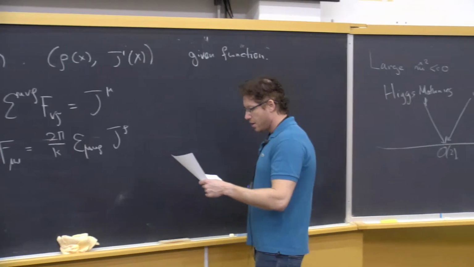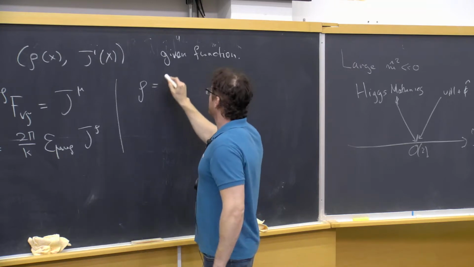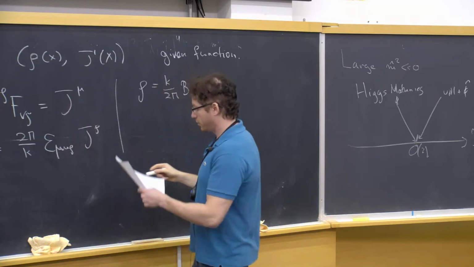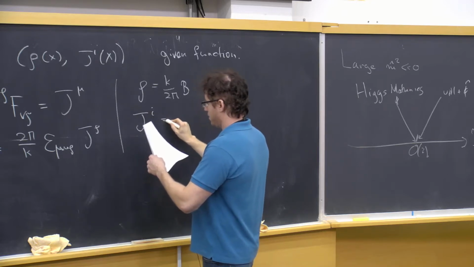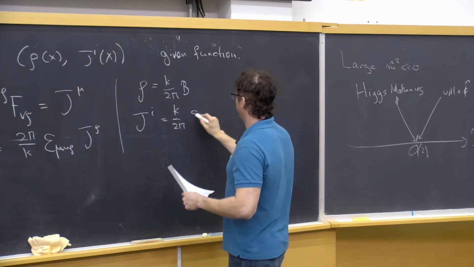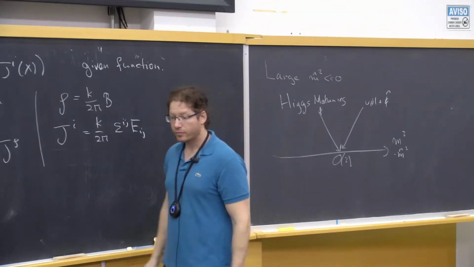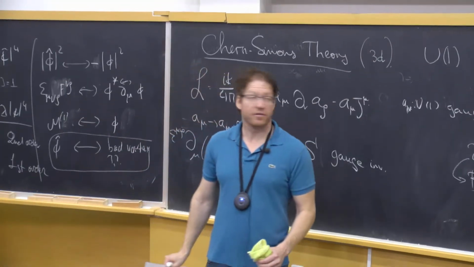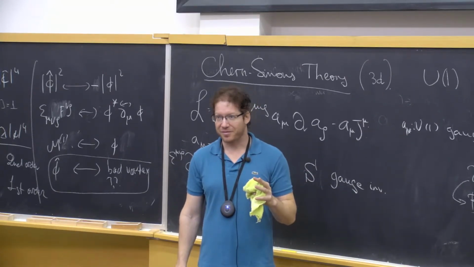So let's just write these equations in components to get a little bit more intuition. So the charge density is k over 2 pi times the magnetic field. I'm just writing this equation in components. And j i is k over 2 pi times epsilon ij E j, where E is the electric field and B is the magnetic field. So what is the most obvious difference between this and Maxwell equations? Does anybody see? Somebody who doesn't know the answer, maybe from before. Yes?